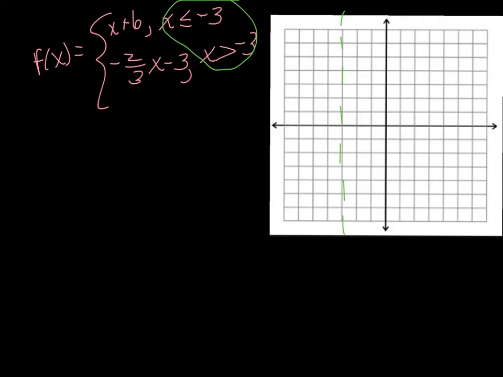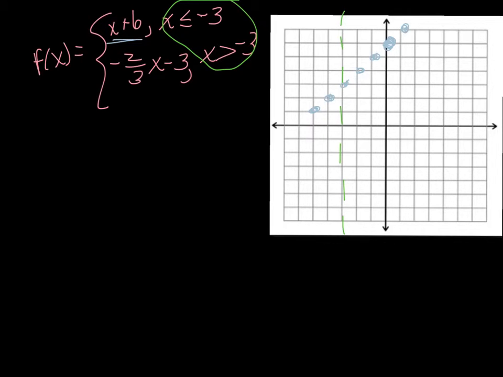That's my cutoff point. So I'm going to go ahead and graph the first part of the line, x plus 6. So that's going to have a y-intercept of 6, 1, 2, 3, 4, 5, 6, and a slope of 1. So I could go up 1 over 1, but I'm also allowed to go down 1 and to the left 1. And again, I always want to get dots on both sides of my dotted line.